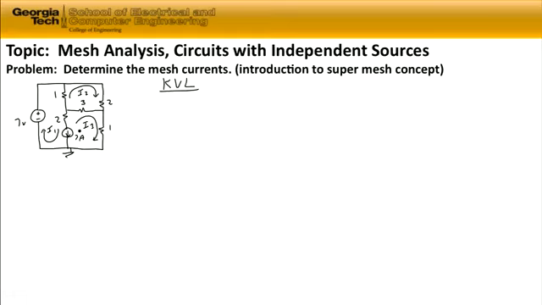So let's look at this and try to solve this problem. We're going to first try to solve it and see what we come up with without using the concept of a supermesh. So let's look at the first loop and see what happens when we try to sum the voltages around that loop. Loop 1: starting at the lower left-hand corner of this loop and traveling around it in a clockwise fashion, we first encounter the 7-volt source and the negative polarity of the 7-volt source, so it's minus 7 volts.